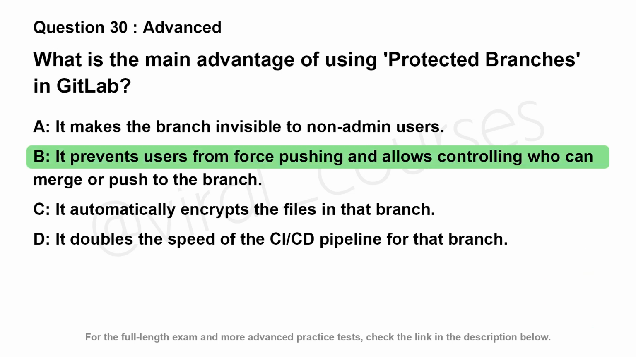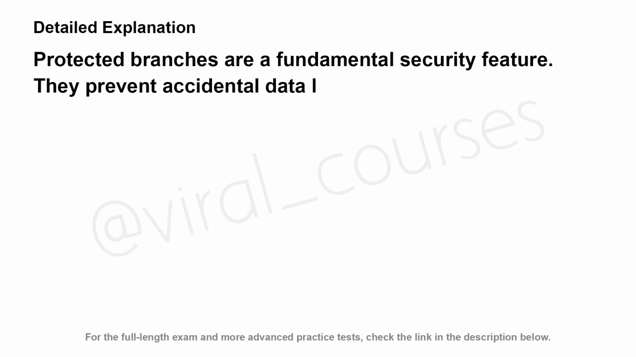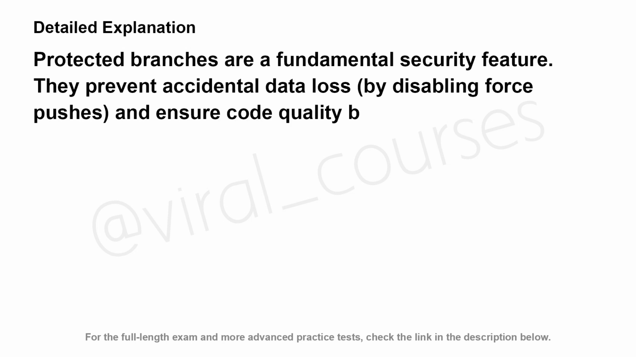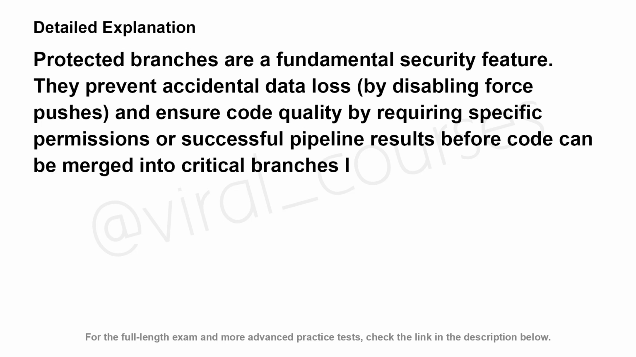The correct answer is B. Protected branches are a fundamental security feature. They prevent accidental data loss by disabling force pushes and ensure code quality by requiring specific permissions or successful pipeline results before code can be merged into critical branches like main or production.